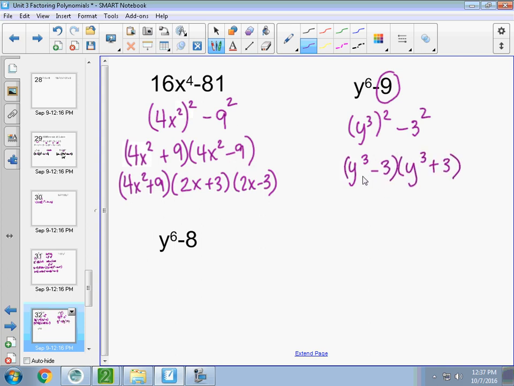Now, this would be nice if it were a difference of cubes, so I could break that down, or a sum of cubes, so I could break that down, but 3 is not a perfect cube, so I can't break this down anymore.